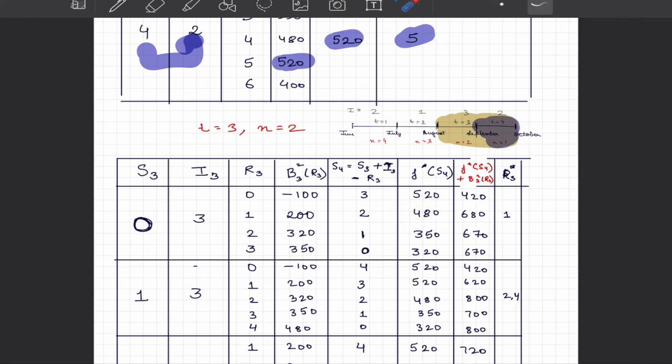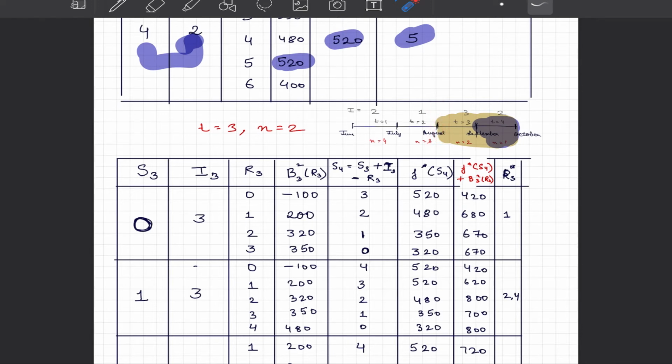And the relationship that we are using here is that S4 is equal to S3 plus I3 minus R3, because this is going to be the storage: S(t+1) equal to S(t) plus I(t) minus R(t), the same continuity equation that we just applied. So we can write the expressions corresponding to these states, and then, as we did in the water allocation problem, add these: 200 plus 480, 320 plus 350, to get the total gains that we have for these two states whenever the initial state at the beginning is 0.